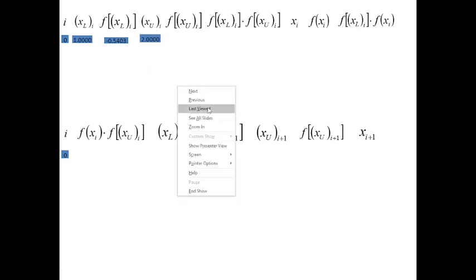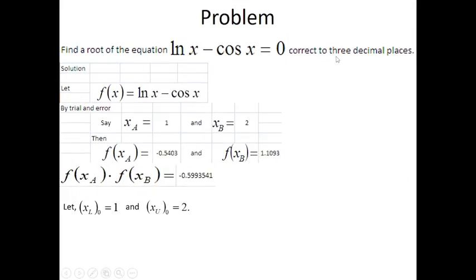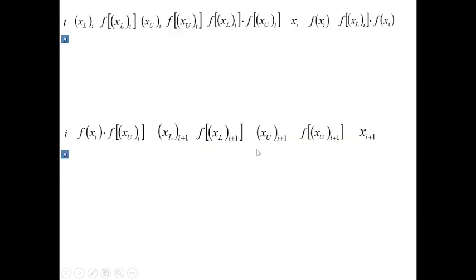And then, we have, this is now negative 0.5403. And then, this is 2, x sub u sub 0. This is 2. And then, evaluating the function, ln 2 minus cosine 2. Tama ba ako? ln 2 minus cosine 2, 1.1093. Okay. Ayan.